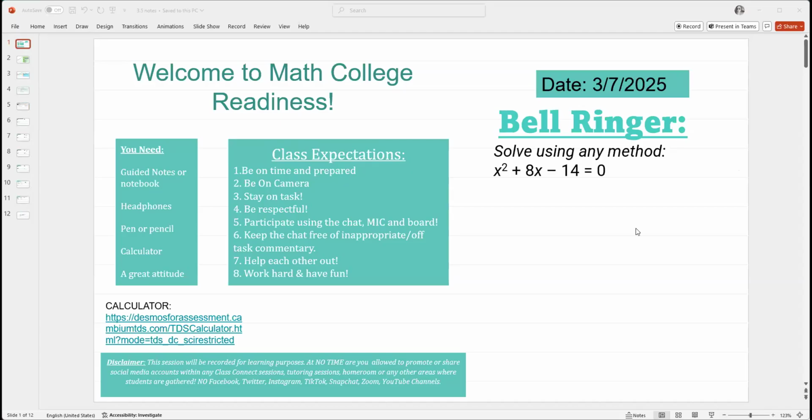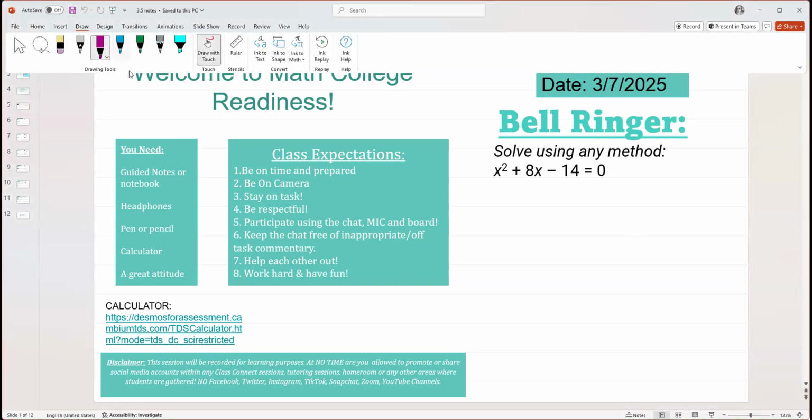Hey there, before we get started, if you would like to try out the bell ringer, you are welcome to. Just go ahead and pause the recording so that you can give it a try on your own.